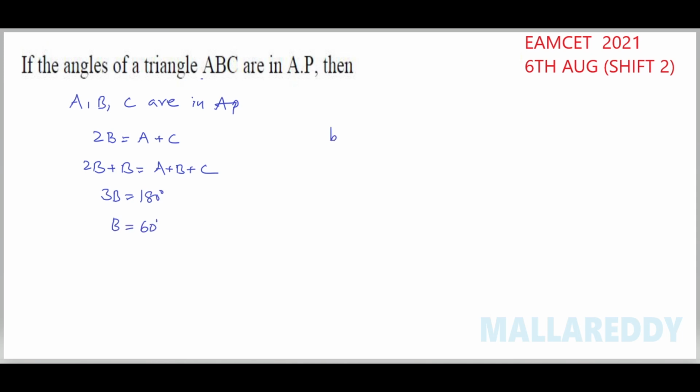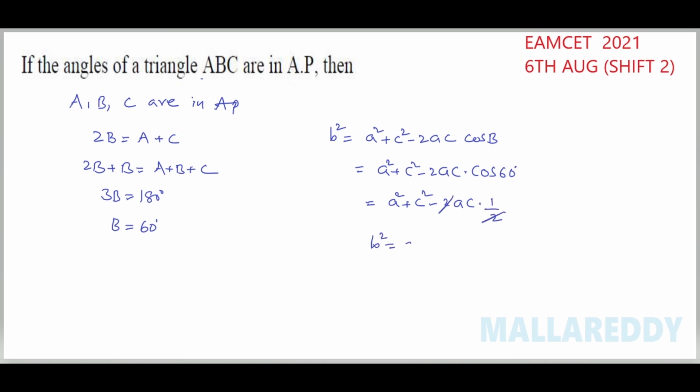We know that from the cosine rule, b square is equal to a square plus c square minus 2ac cos B. Substituting angle B, that is a square plus c square minus 2ac into cos 60. Here cos 60 is 1 by 2. a square plus c square minus 2ac into 1 by 2. Here 2 cancels. Therefore b square is equal to a square plus c square minus ac.